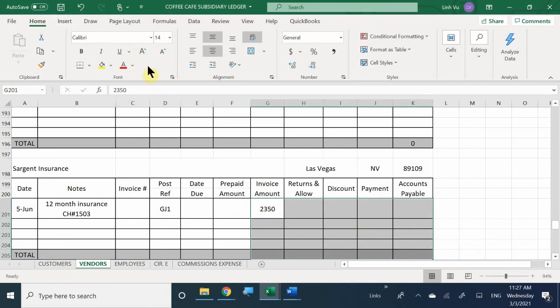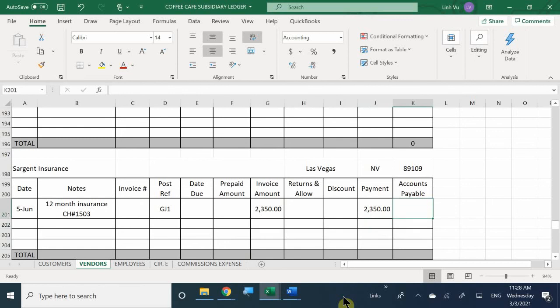Obviously, there'll be a few things that you'll know are not going to be true, right? Can you return insurance? You might have to fight or get a lawyer to help you fight for that. Most likely you're not going to get discounts on insurance. And did you pay for it? Yes, you did. You paid with check number 1502.